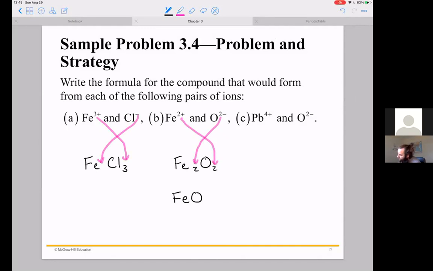And then lastly, we have lead with a +4 charge and oxygen with a -2 charge. So again, we'll do our cross. Am I done? Hopefully you can see, just like in the previous example, it can be further reduced, right? I can divide both of these by 2. That would leave me with PbO2, right? Dividing both of these by 2 to get my final answer.